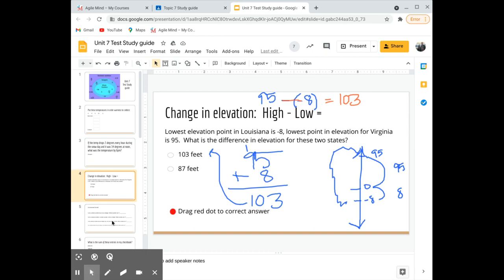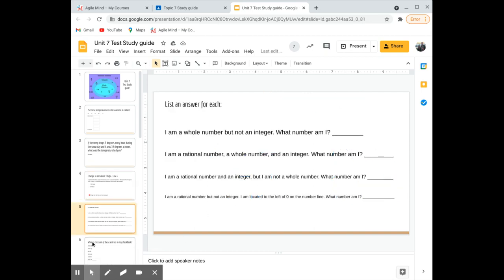All right. Let's move to that next question. Let's go with Chandler. Chandler, I'm a whole number, but not an integer. What number am I? I'm a whole number, but not an integer. What number am I?